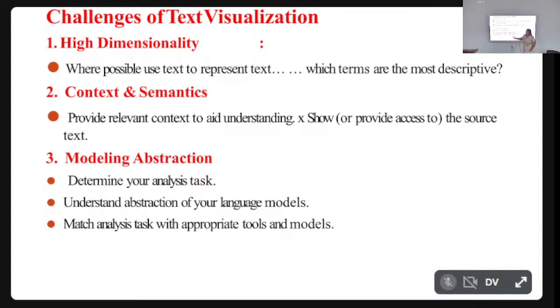Is that clear? Write down there: modeling abstraction means determine your analysis task. Yes, please stop talking. Last row. Determine your analysis task.